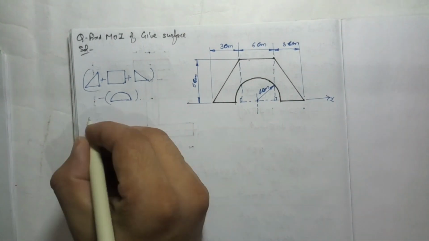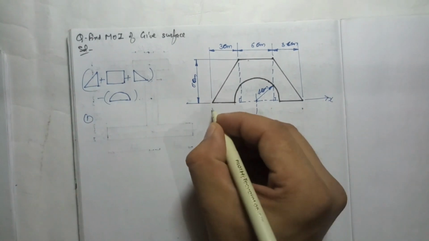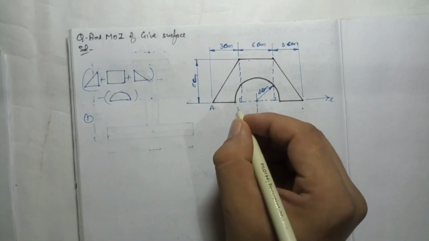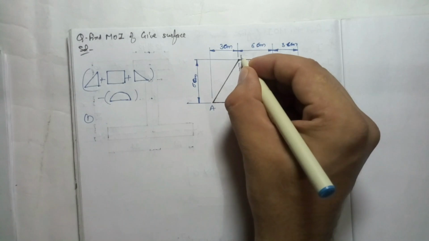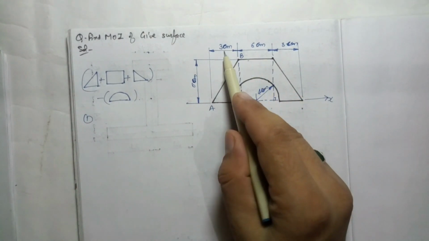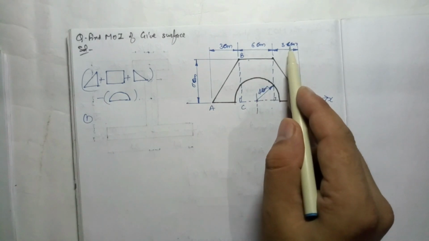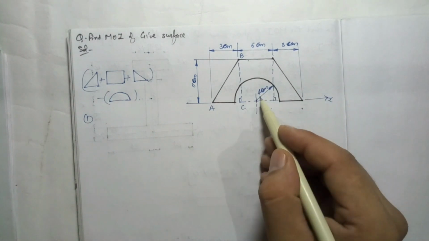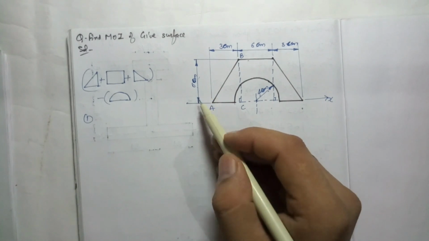So let's see. First, if I give names, it will be easy to understand. Let's say this is triangle ABC. And listen to the dimensions: it is 3 centimeter, 6 centimeter, 3 centimeter. Don't get confused. It is 3 centimeter here, 4 centimeter and 6 centimeter, right?